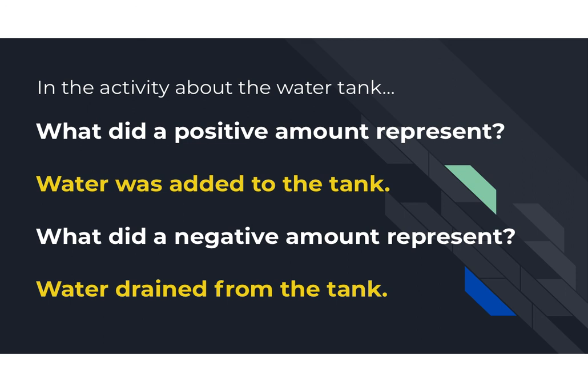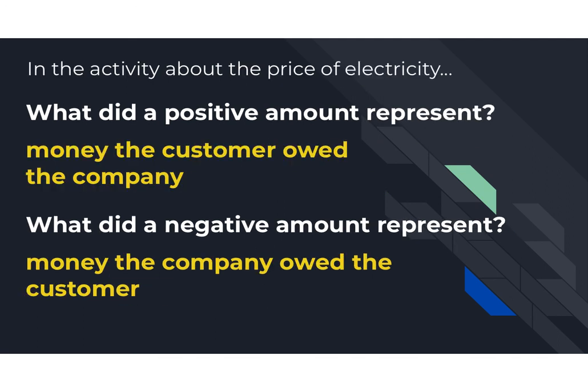So in this activity, when we were talking about the water tank, our positive numbers represent water that is being added. A negative number would have represented water being drained. In the activity about the price of electricity, positive numbers would represent money the customer owes the company, and the negative numbers represent money the company owes the customers. And these scenarios will show up in your practice problems.